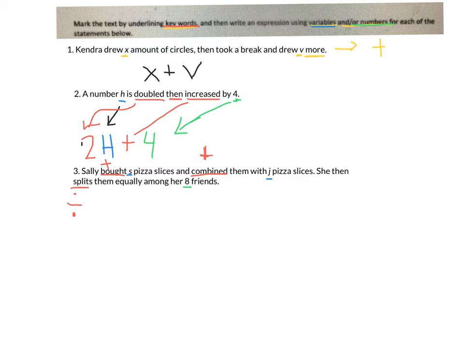So let's take a look here. If we have addition and division, what do they want us to do? Well, the first thing that they say is that Sally bought S pizzas. So we know that Sally has S amount of pizzas, and she is going to combine those pizzas with J pizza slices. So we don't know how much J is, but that's why we used the unknown, or the variable J. Then, this all has to happen first.